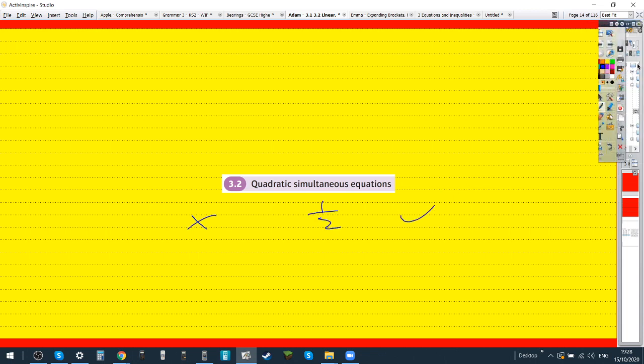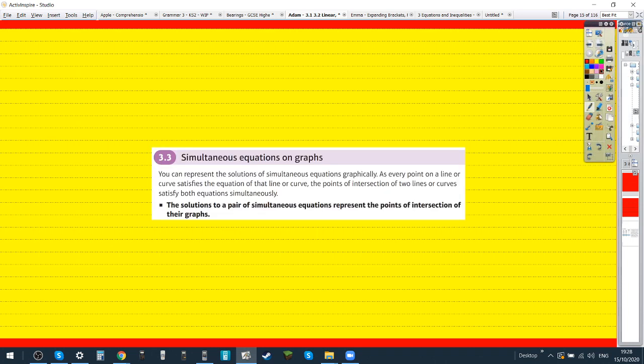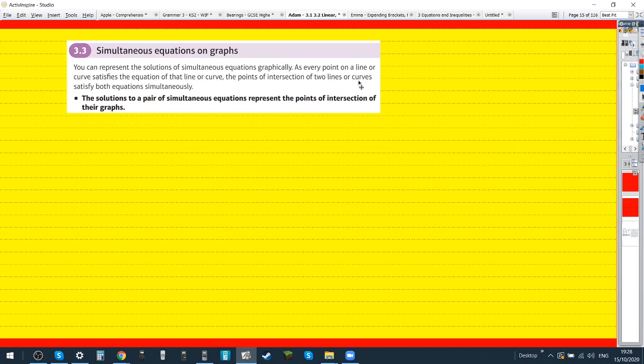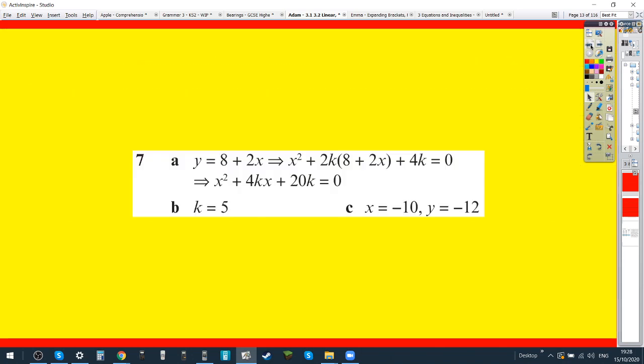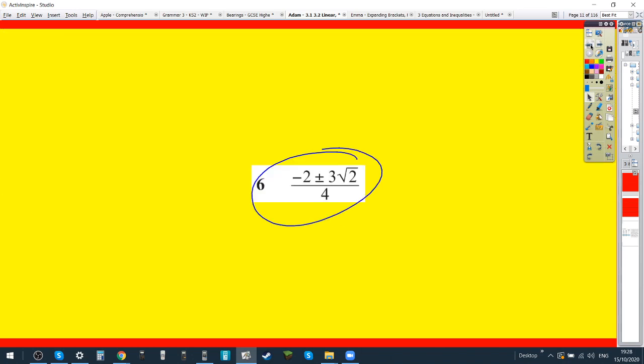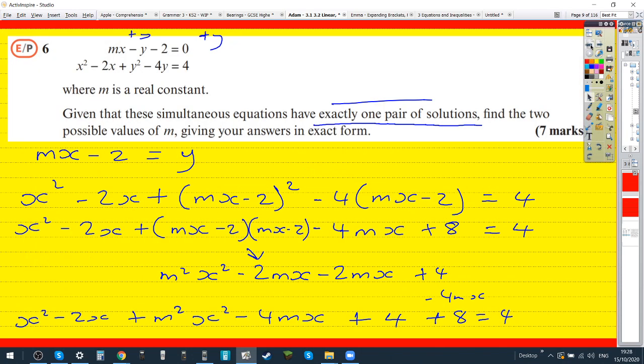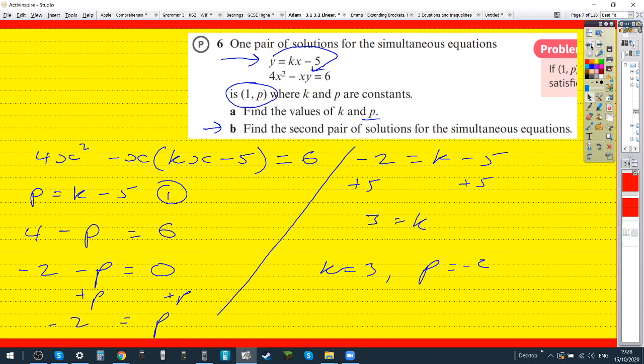Quadratic simultaneous equations. Okay, so let's see. This is what I wanted to get to: simultaneous equations on graphs. What's this all about? If I just go back to a more normal one, the very first one we did.